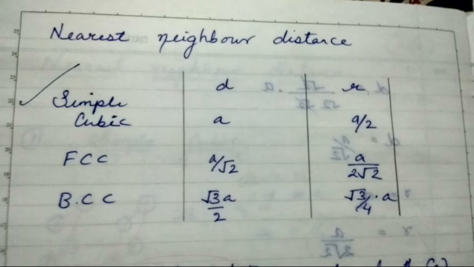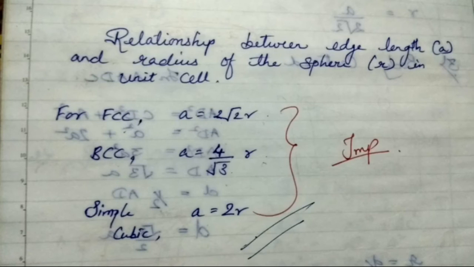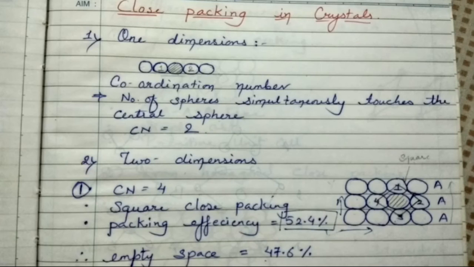Next, we are going to talk about the relation of your D and R over here. That is very important, you need to understand. Relationship between the edge length and the radius of the sphere in the unit cell. Face centered, A is equal to 2 under root 2R. Body centered, A is equal to 4 by under root 3 into R. Simple cubic, that is A is equal to 2R. So dear student, this is what we have seen earlier, and this is very important. We are doing the quick revision. We will not be going into more detail. We are just going with the revision.